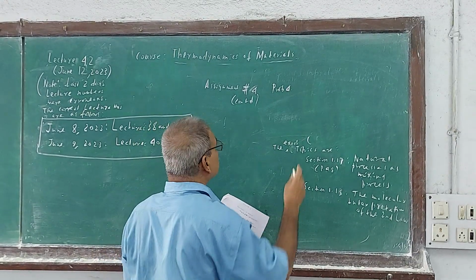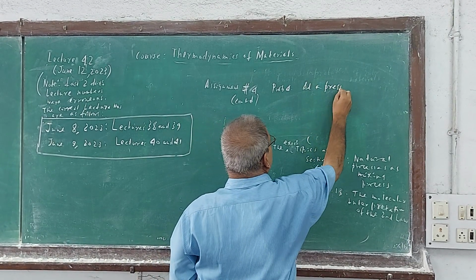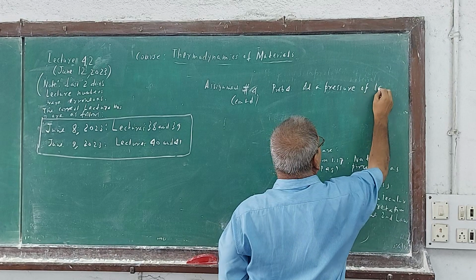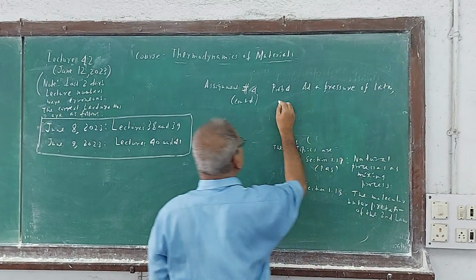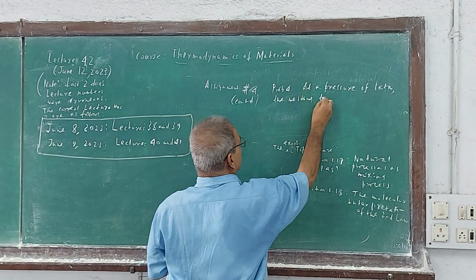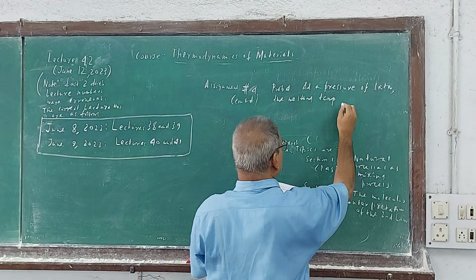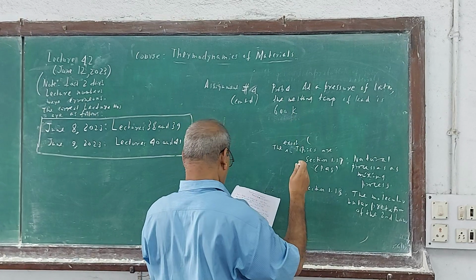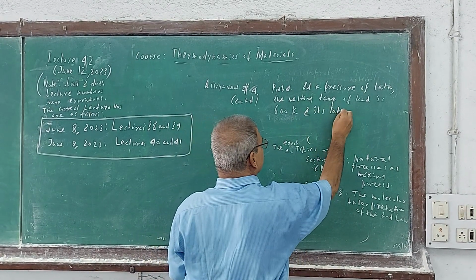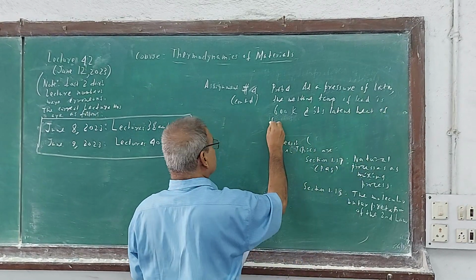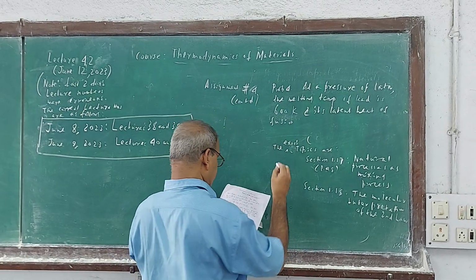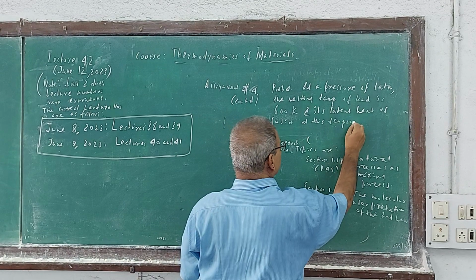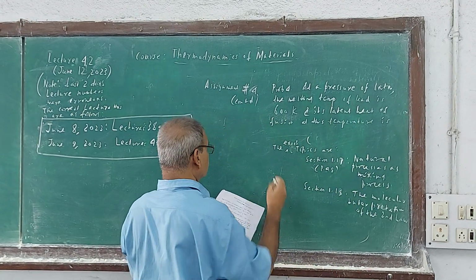What is the problem? Let us write it down. At a pressure of 1 atmosphere, the melting temperature of lead is 600 Kelvin, and its latent heat of fusion at this temperature is 4810 joule per mole.